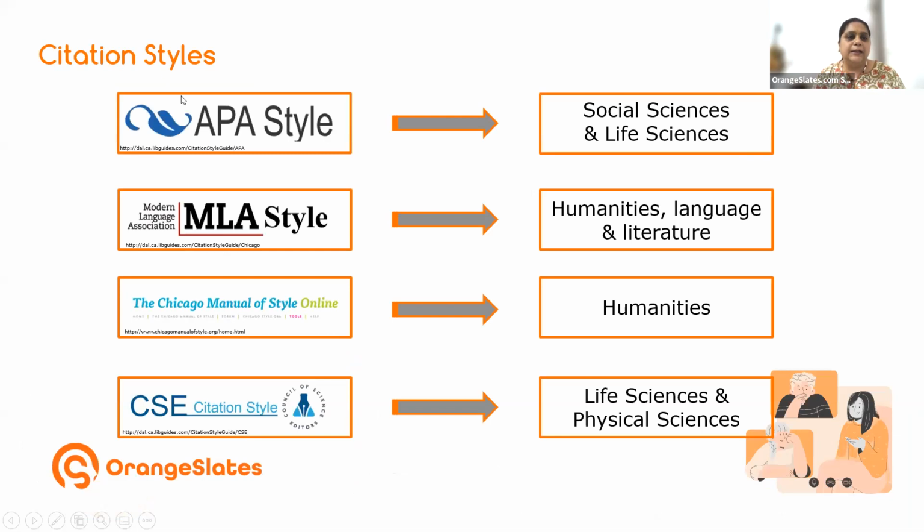So there are many styles of citation. One is APA, MLA, Chicago, then you have Harvard. There are so many styles. So what are these styles? These styles are the way they tell you how you should cite your resources, and also how you should write your articles or research work.